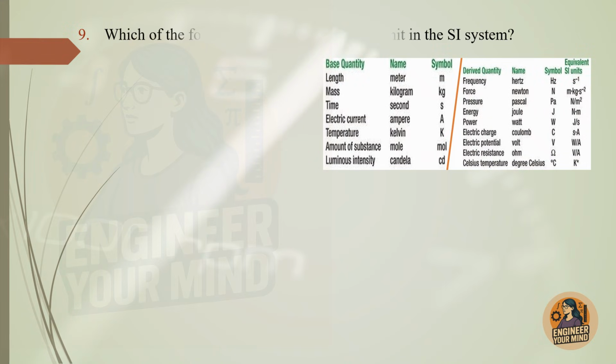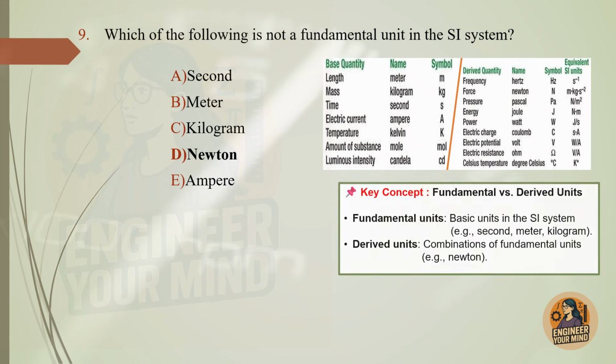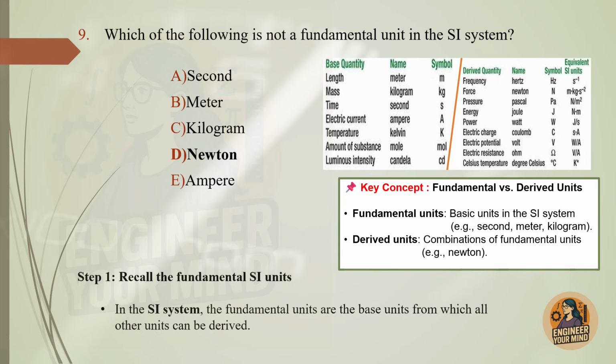Let's solve this SI units question step by step. We are asked, which of the following is not a fundamental unit in the SI system? Step 1. Recall the fundamental SI units. In the SI system, the fundamental units are the basic units from which all other units can be derived. These include second, s, for time; meter, m, for length; kilogram, kg, for mass; ampere, A, for electric current; Kelvin, K, for temperature; mole, mol, for the amount of substance; and candela, cd, for luminous intensity.